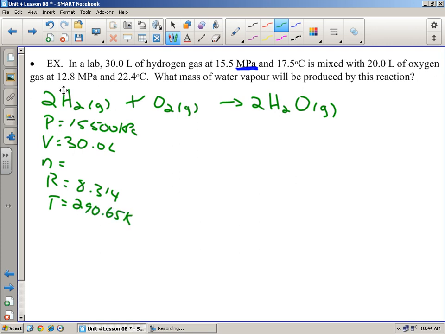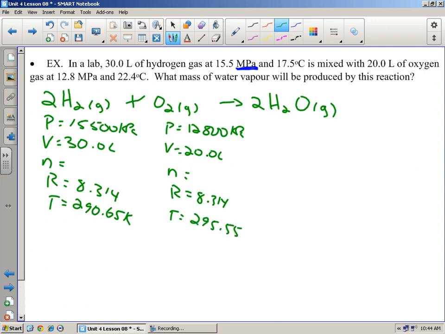Okay. We're going to mix that with 20 liters of oxygen at 12.8 kilopascals, so 12,800 kPa. Let's see, R is 8.314. Temperature is 22.4, so let's see, 273.15 and 22.4, 295.55 Kelvin. Okay?